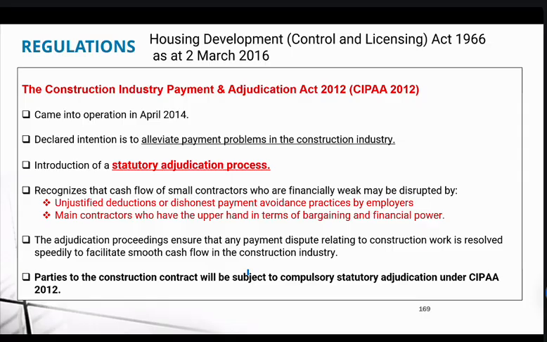They will recognize the cash flow of small contractors who may be financially disrupted for these reasons. The adjudication proceedings ensure that any payment dispute relating to construction work is resolved speedily, to facilitate smooth cash flow in the construction industry. Parties to the construction contract will be subject to compulsory statutory adjudication under CEPA 2012.